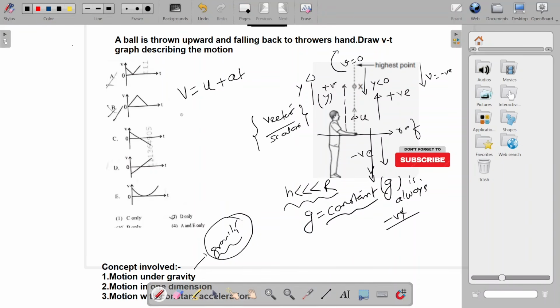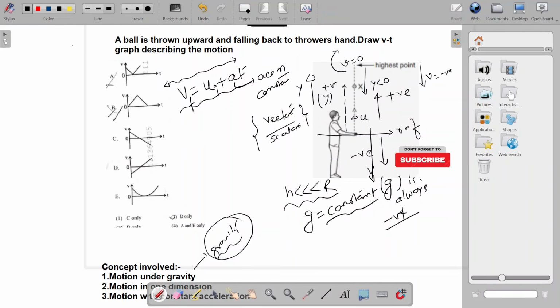I am just publishing an entirely separate video explaining all the equations of motion, so that you can understand what kind of derivation is required. But I assume that you have studied in class 9 that v equal to u plus at is a very simple formula, where v represents the final velocity, u represents the initial velocity, a is the acceleration involved during the motion, which is constant in nature, and t is the time for which you are considering.